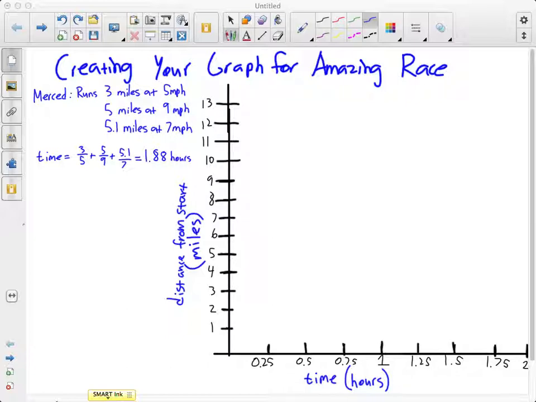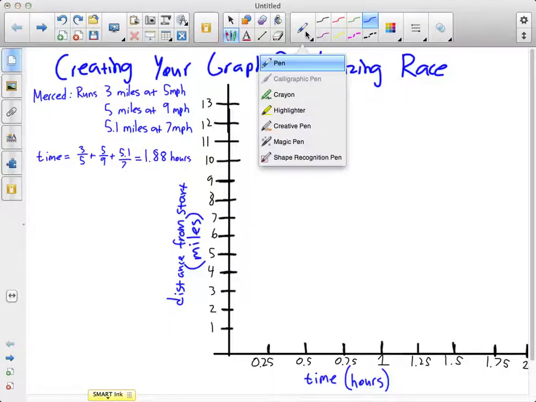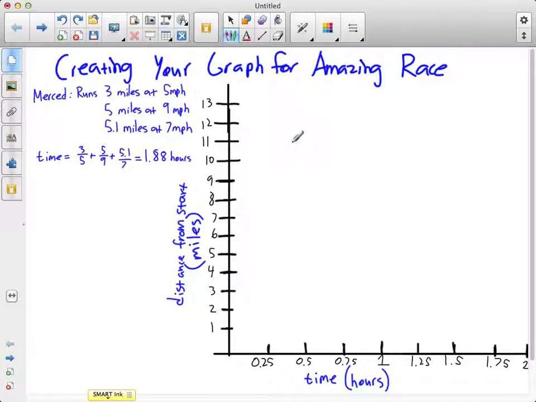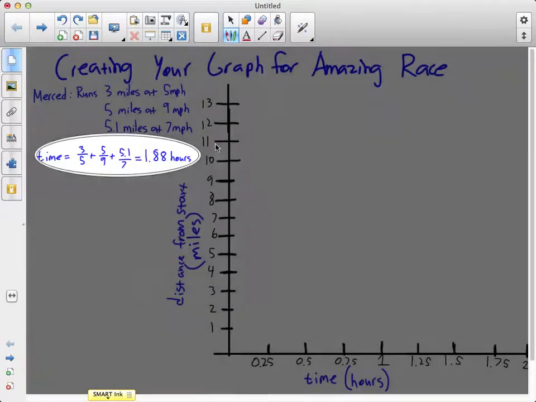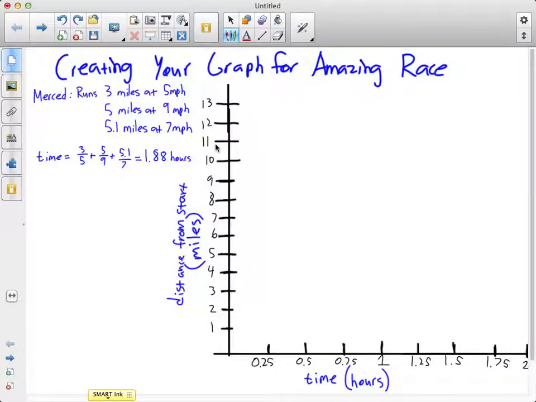So he did 3 miles at 5 miles an hour, 5 miles at 9 miles an hour, and then he ran the rest of the race at 7 miles an hour. So this would be his total time for the race. This is something you should be familiar with calculating. There's the 3 miles at 5 miles per hour, the 5 miles at 9 miles per hour, and then the 5.1 miles at 7 miles per hour. And altogether that comes out to 1.88 hours.